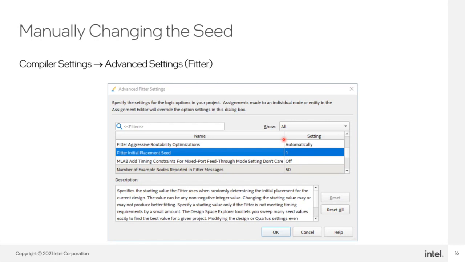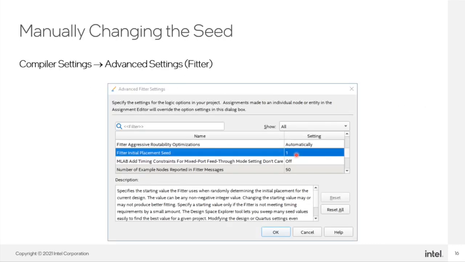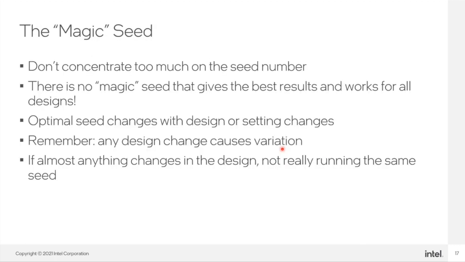The idea with the seed sweep is that you go through and change this number as many times as you want. Remember, I talked about the variance being potentially plus or minus 5% on average from compile to compile. So by doing a seed sweep, you try some of these external seed numbers to see if you can get just that much more performance out of your design.